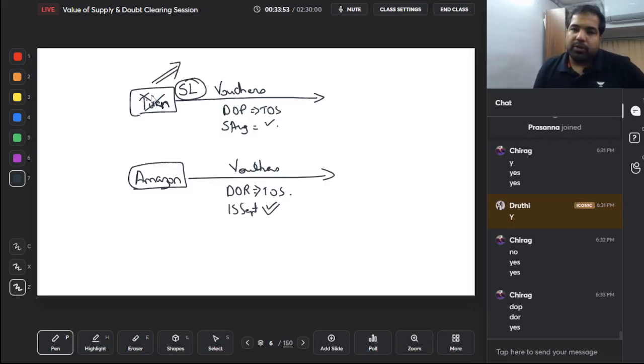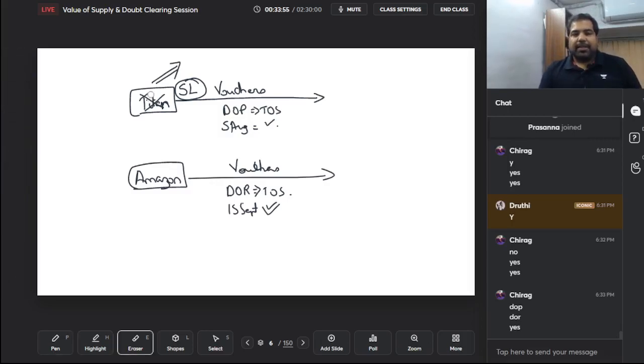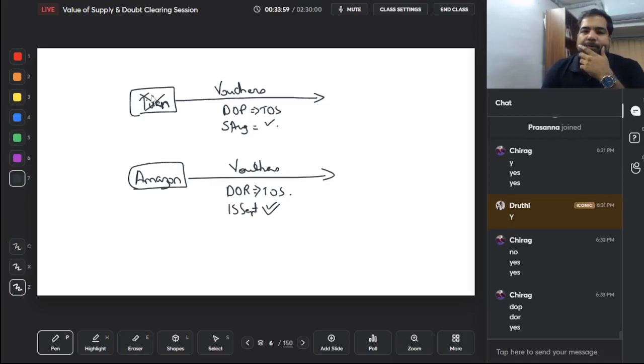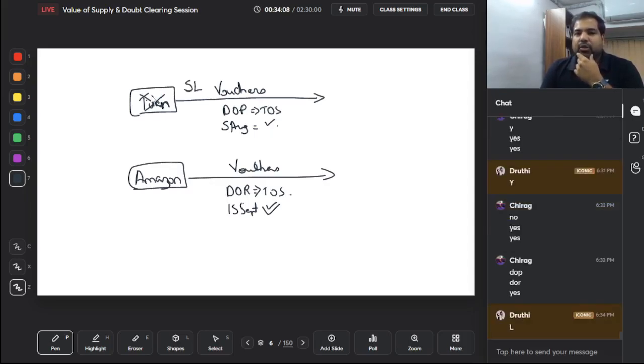Guys, I know all of this. If I don't get replies, there is no point doing this, guys. Please tell me, for whom is this supply? For Titan and for Amazon, is it supply? And supply leads to what, guys? Supply leads to liability. So hence this entire thing should be from whose perspective? The supplier's perspective.